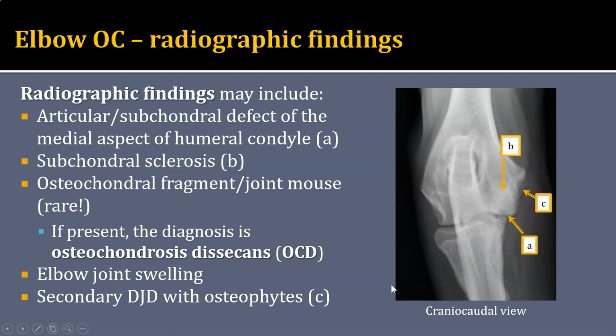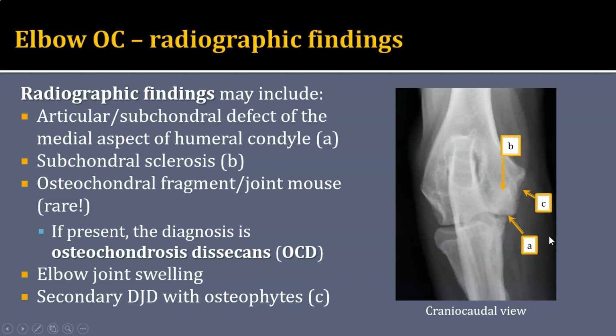This slide lists the possible radiographic findings that we will look for when we are assessing for elbow osteochondrosis. And I want to tell you that these findings are going to be identified on the craniocaudal view. So remember that, keep that in mind. This is the craniocaudal view of the elbow. This is our lateral aspect of the elbow, and this is our medial aspect of the elbow, and you should be able to tell that from the location of the radial head and the ulna.